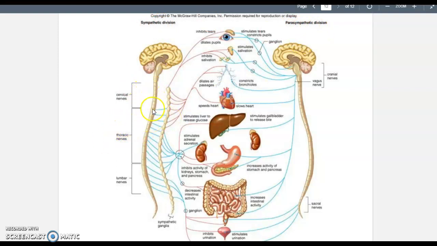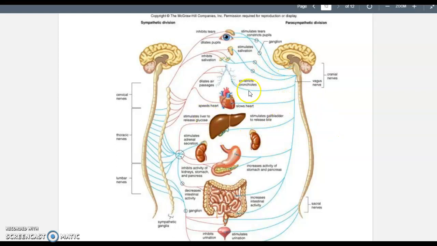Notice that the thoracic nerves had a short extension to the sympathetic ganglion and then a long extension to the organ, whereas the parasympathetic division, the cranial nerves, especially that vagus nerve we mentioned that slows the heart, notice they have a long extension from the brainstem or the spinal cord, and then a very short synapse before the organ. So we got the short to long, long to short. Okay. Notice also, wherever they synapse is where they're going to be releasing the neurotransmitters.